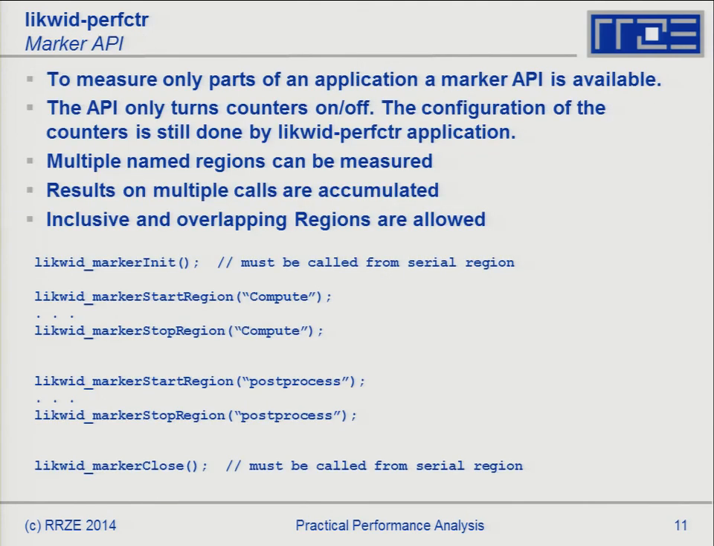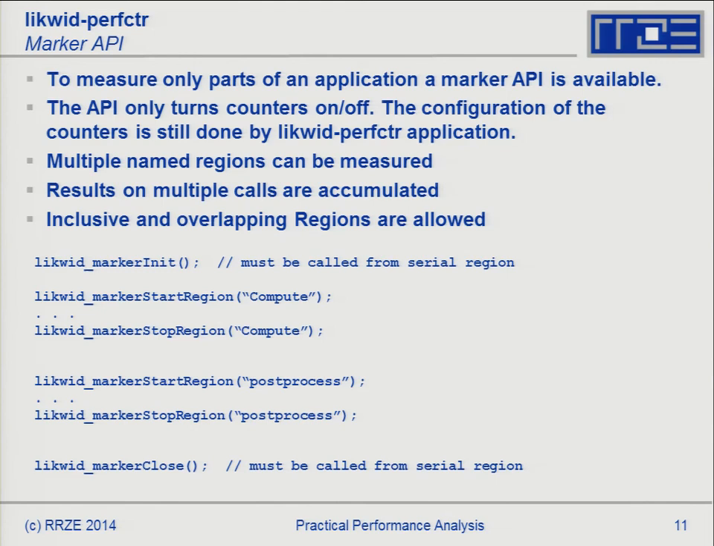Okay. Now, up to now, we haven't specified that only certain parts of the code should be measured. Either we use it as a wrapper for end-to-end measurements, or we use it as a wrapper in stethoscope mode or timeline mode to listen to what's going on on the cores. You can also use a simple, we call it marker API, to single out certain regions in your code. So if you know that your initialization phase is quite large and you only want to measure this simple loop that only takes 5% of the time, you can do this.